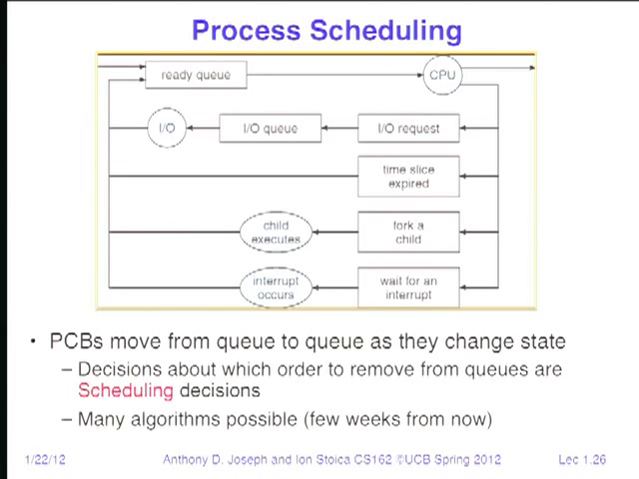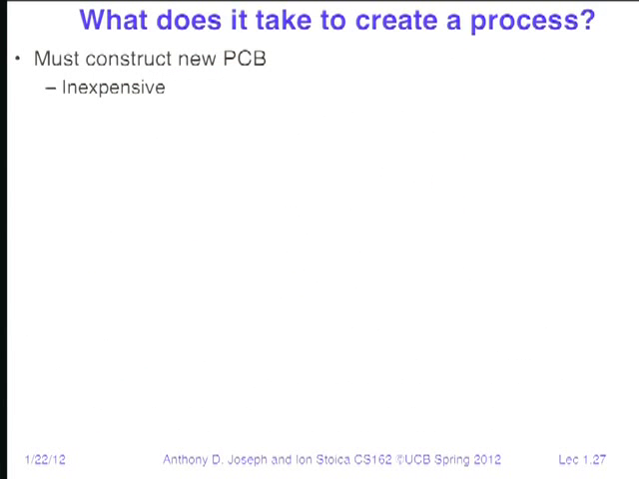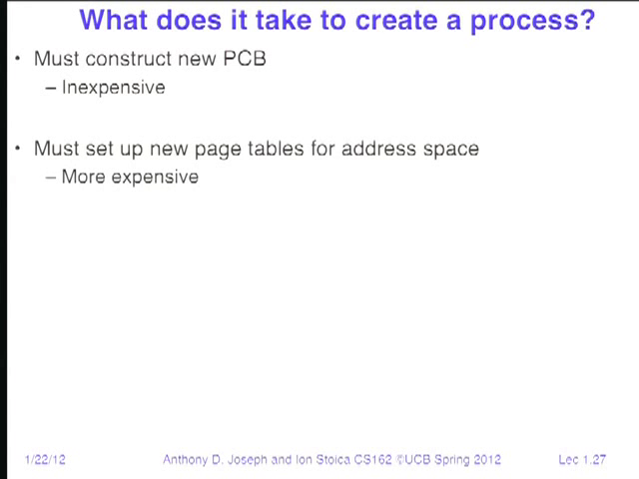Okay, now how do we create a process? A couple of things that we need. We need a process control block. Really inexpensive. That's just a little bit of kernel buffer memory that we have to allocate in order to allocate a PCB. We have to set up the page tables for that address space or the segment registers or whatever. It's a little bit more expensive, but typically not very expensive.